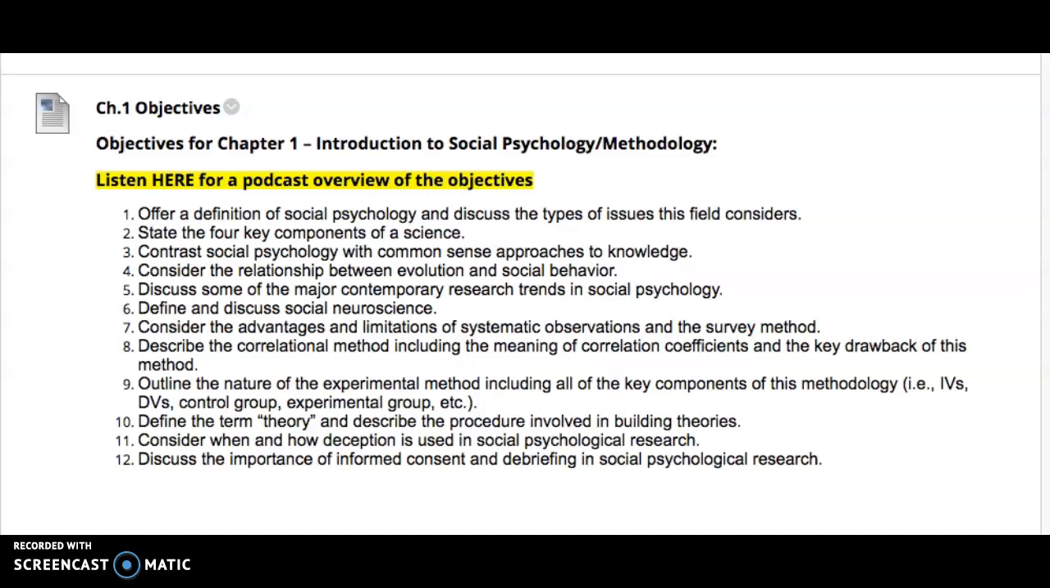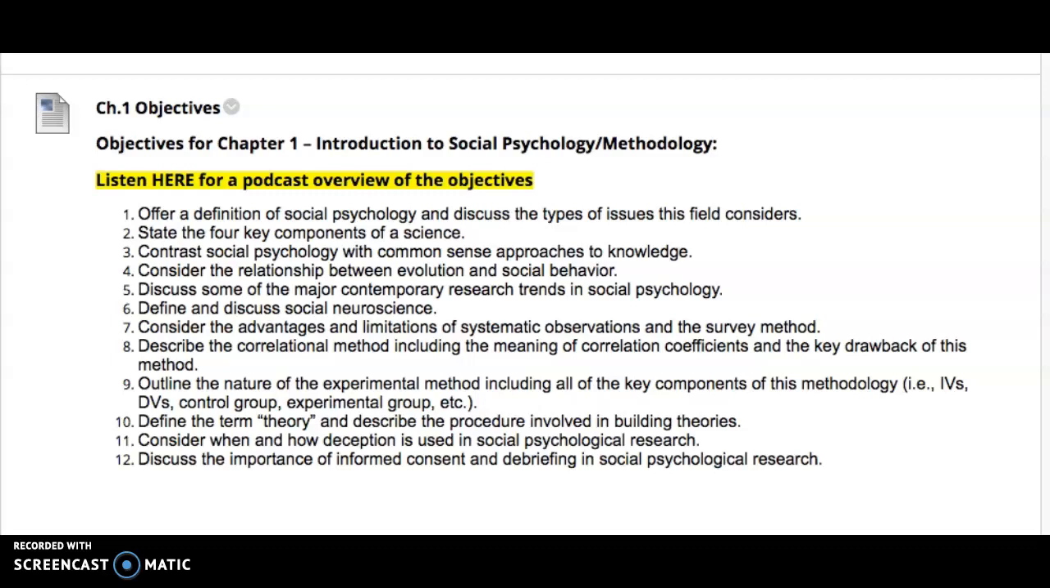This is the podcast overview for the objectives that go with Chapter 1, Introduction to Social Psychology and Research Methodology. So I'm going to just go through each of these objectives so you kind of get a sense of what you'll be covering in the chapter.